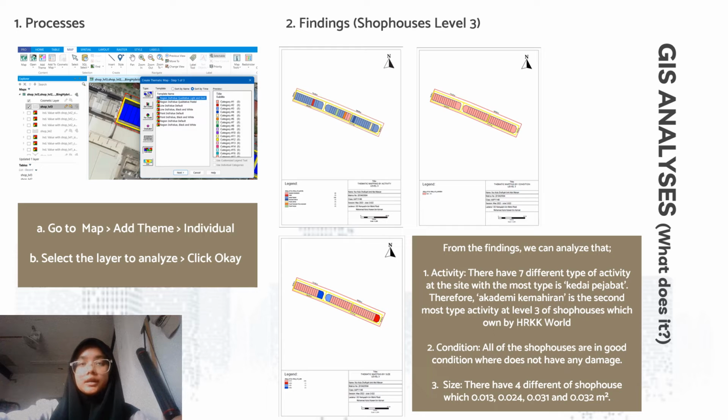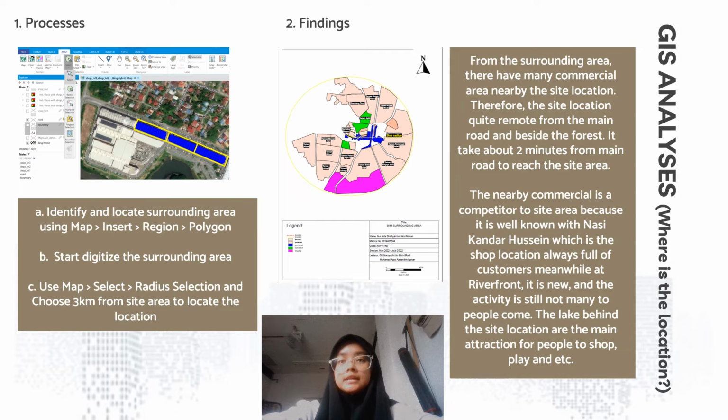Alright, then for the last one, the analysis for what does it at the shop houses level 3. From the finding, we can analyze that they have 7 different types of activity at the site, with the most type being kedai pejabat as well, because they still do not have a renter to run the building, and then academic kemahiran is the second most type of activity at level 3 of shop houses, which are owned by HRK Cable. The condition of the shop houses is good, as well as the size, they have 4 different types of size.